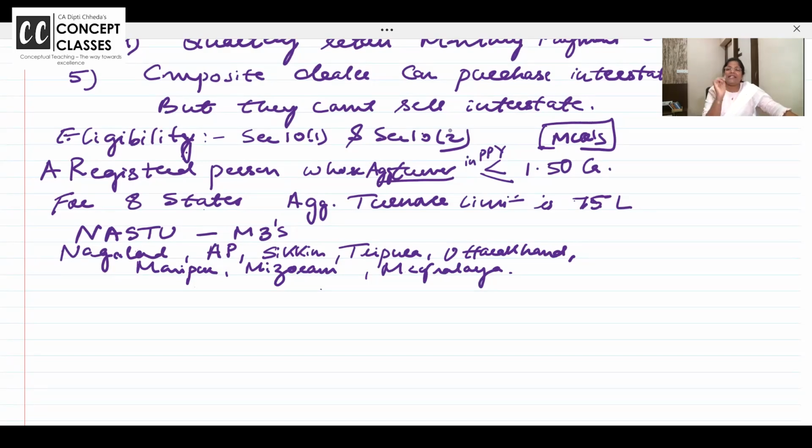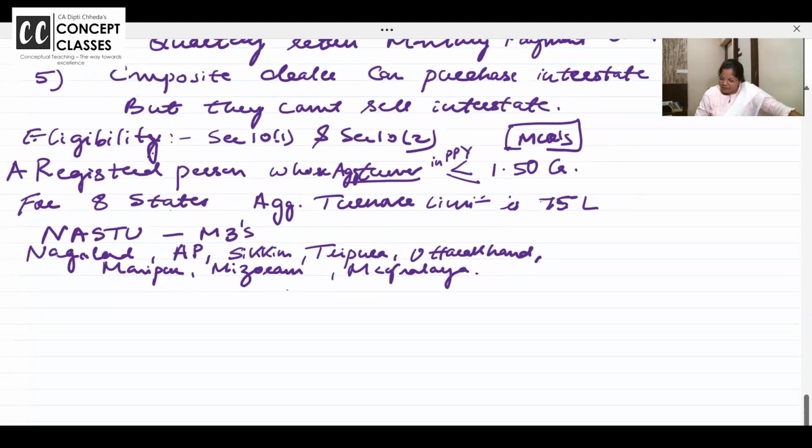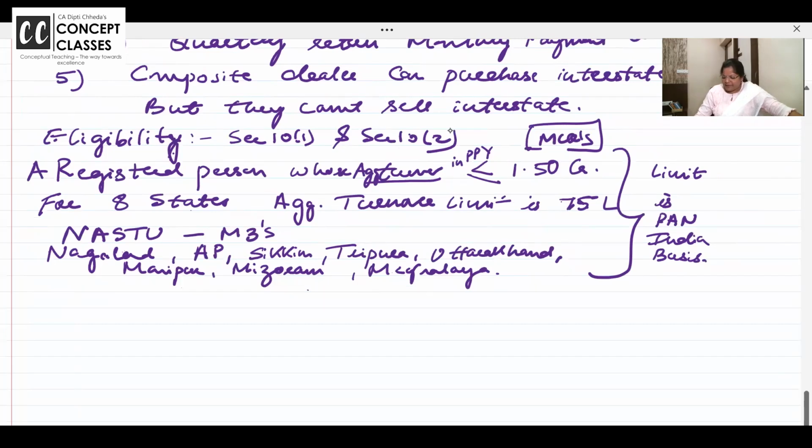3 M's. In these states, the limit is if your turnover is up to 75 lakhs. And you know, this is the limit on a pan-India basis. Don't say, ma'am, every state. No. This limit is on a pan-India basis. Okay. I want all of you to write here: limit is on a pan-India basis. Keep patience. I will just show you with an example how they calculate the turnover.